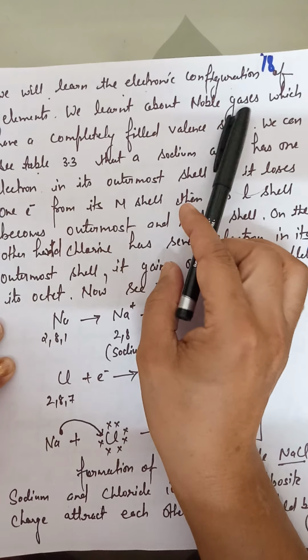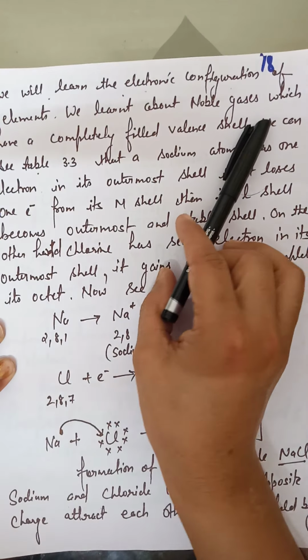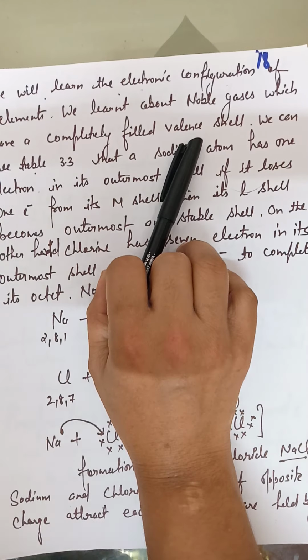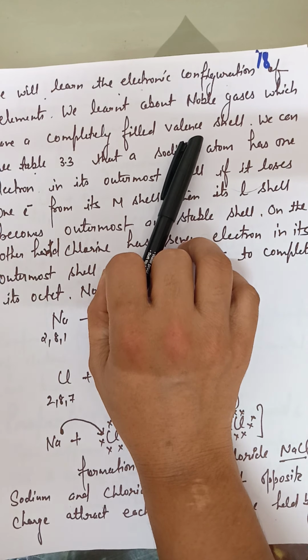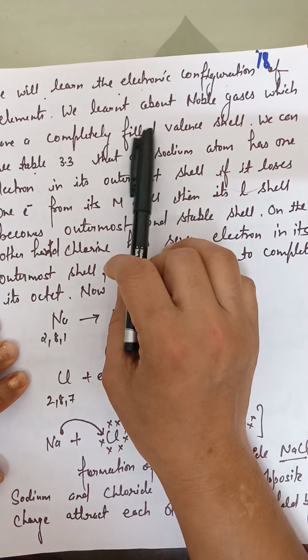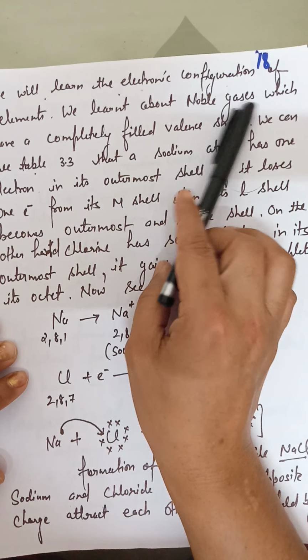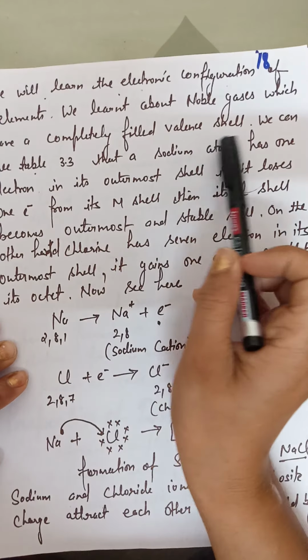We learnt about noble gases. Now what are noble gases? The gases which have a stable electronic configuration, in which the outermost shells are completely filled, are called noble gases. They have a completely filled valence shell.